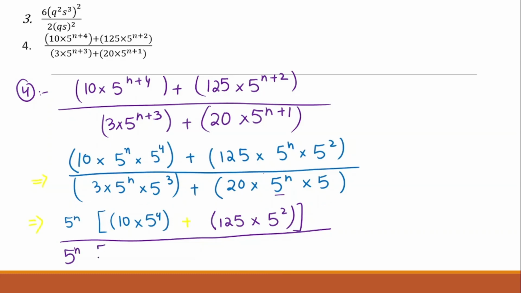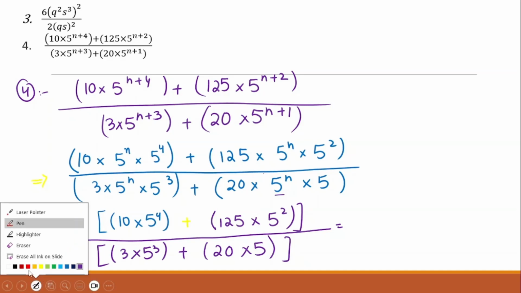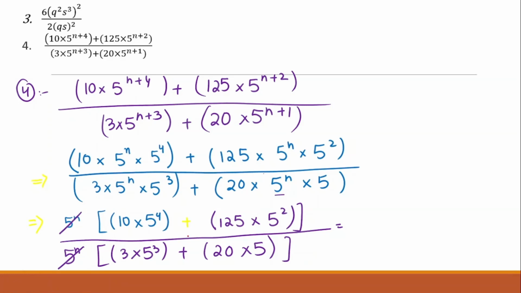5 to the power n square bracket 3 multiplied by 5 to the power 3 plus 20 multiplied by 5. Okay. Now if you see, these two 5 to the power n, one is divided by the other 5 to the power n. So we can cancel them. Clear? So now it is very simple. You can simplify the terms.